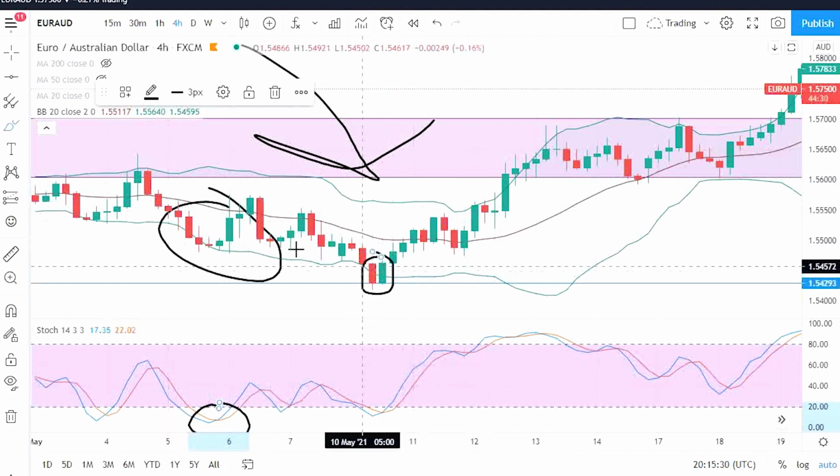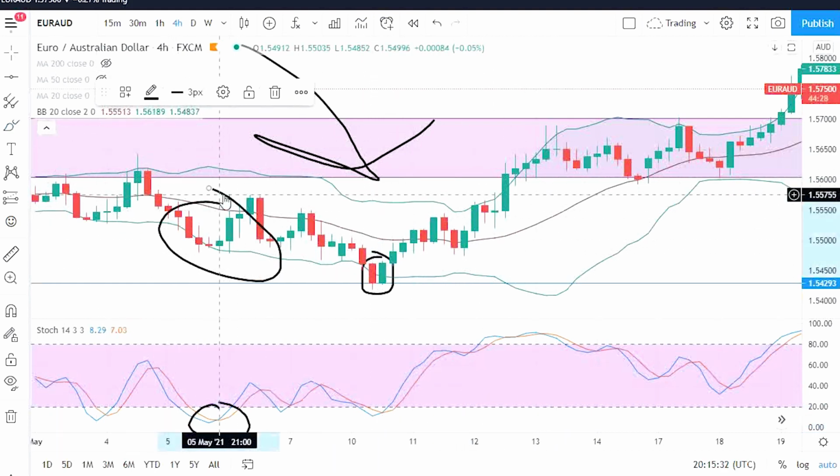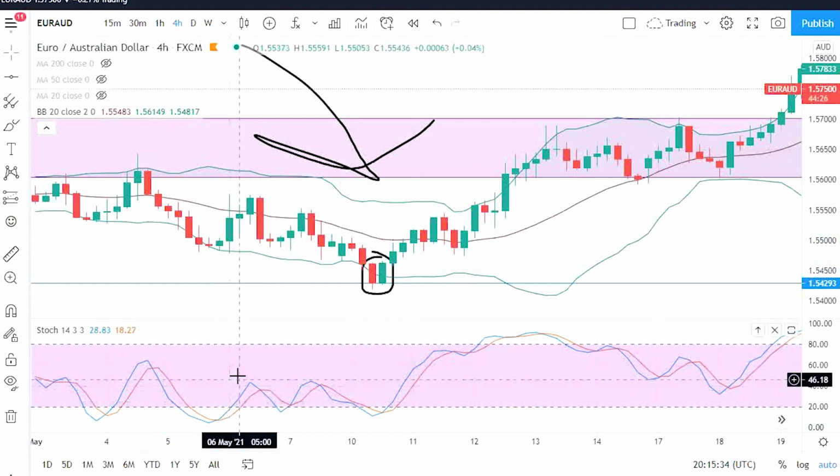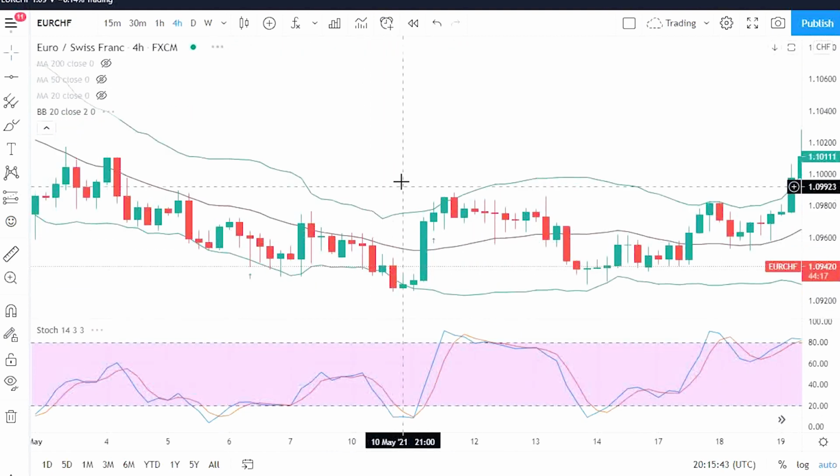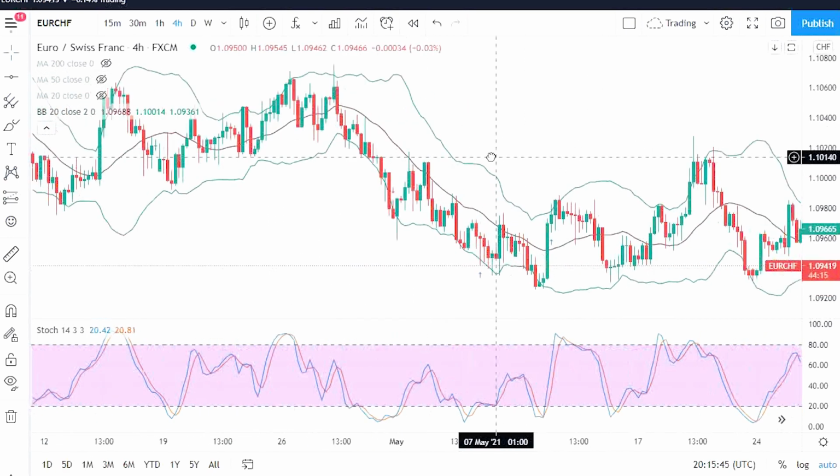So there's an entry. We're just going to go over entries for now. We're not going to talk stop losses or take profit points. But there's an entry. It's testing the lower band, it's in oversold, and it's showing an engulfing candle. Now let's go over to the Euro Swissy.